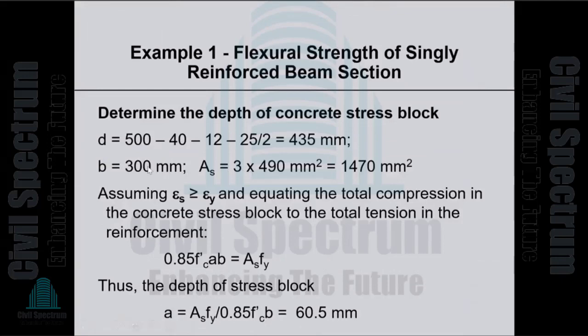Okay. So first is effective depth. We have a total depth of 500 millimeters, 40 millimeters of clear cover. 12 millimeters is the diameter of the stirrup that has to be around the longitudinal reinforcement. And the longitudinal reinforcement is 25 millimeter diameter. We go to the center of the longitudinal reinforcement, so half the diameter, okay?